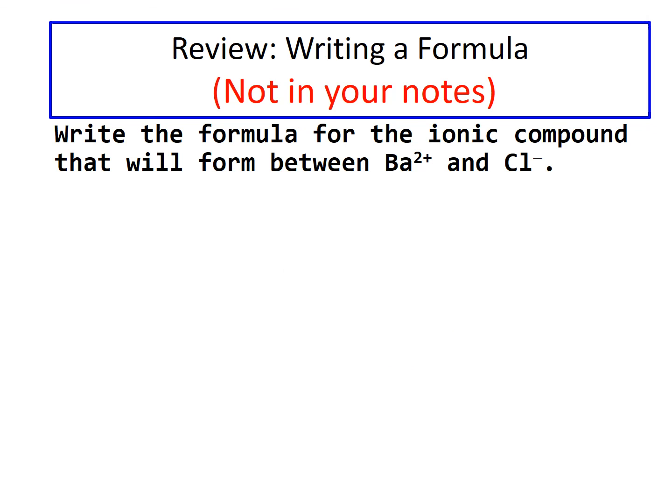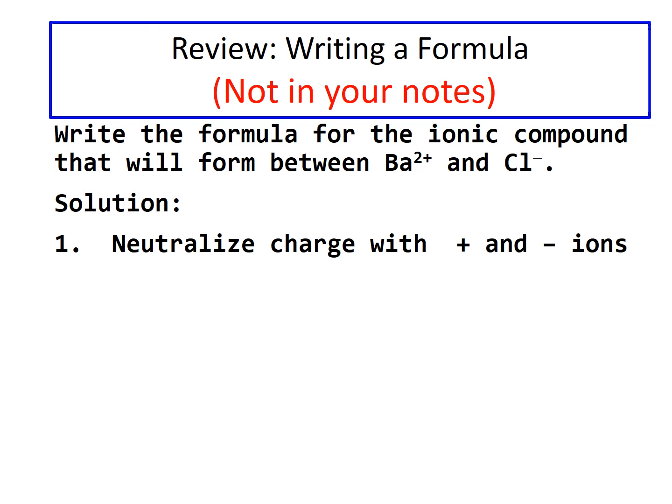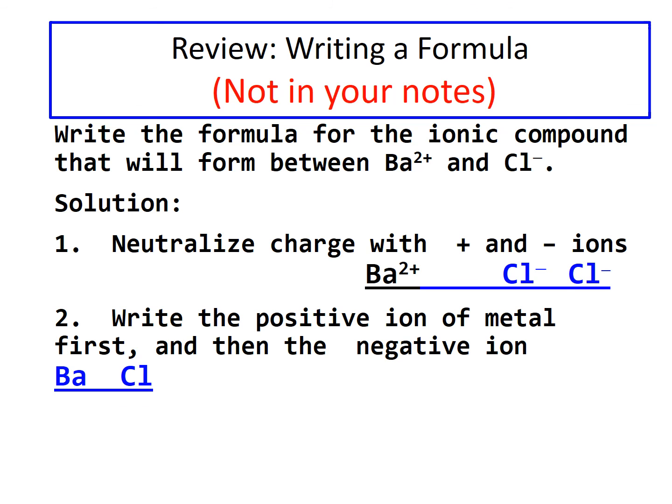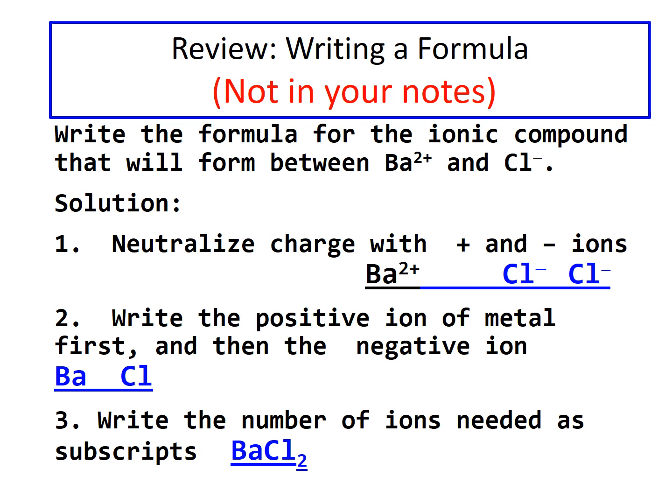Couple of examples. What would the formula be if an ionic compound formed between barium +2 and chloride -1? We have to neutralize the charge. In other words, the charges have to add up to 0. +2 and -1 does not add up to 0. But if we had another chloride, now we would have +2 and -2. So we need a 2-to-1 ratio. 1 barium for every 2 chlorides. So we write BaCl2. The name of this compound would be barium chloride.